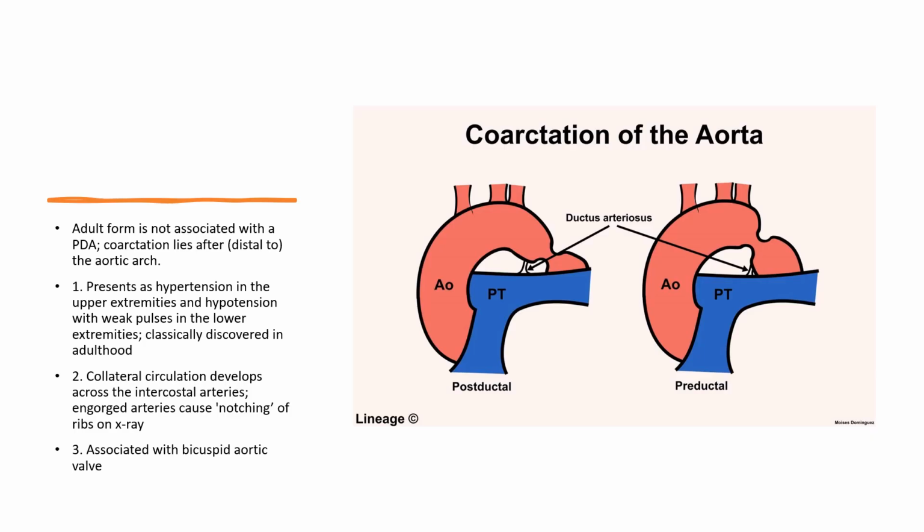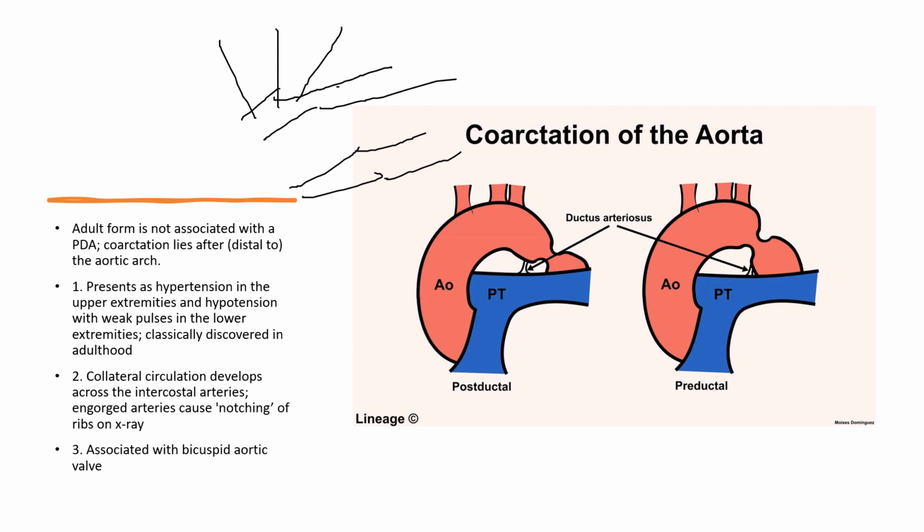Now the adult form of the coarctation of aorta. The adult form is not associated with PDA, and the coarctation lies distal to the aortic arch. See, this is the aorta, this is the pulmonary artery, and these are the vessels coming from the aorta. Here we have the coarctation. This whole black thing is the coarctation, which means narrowing.